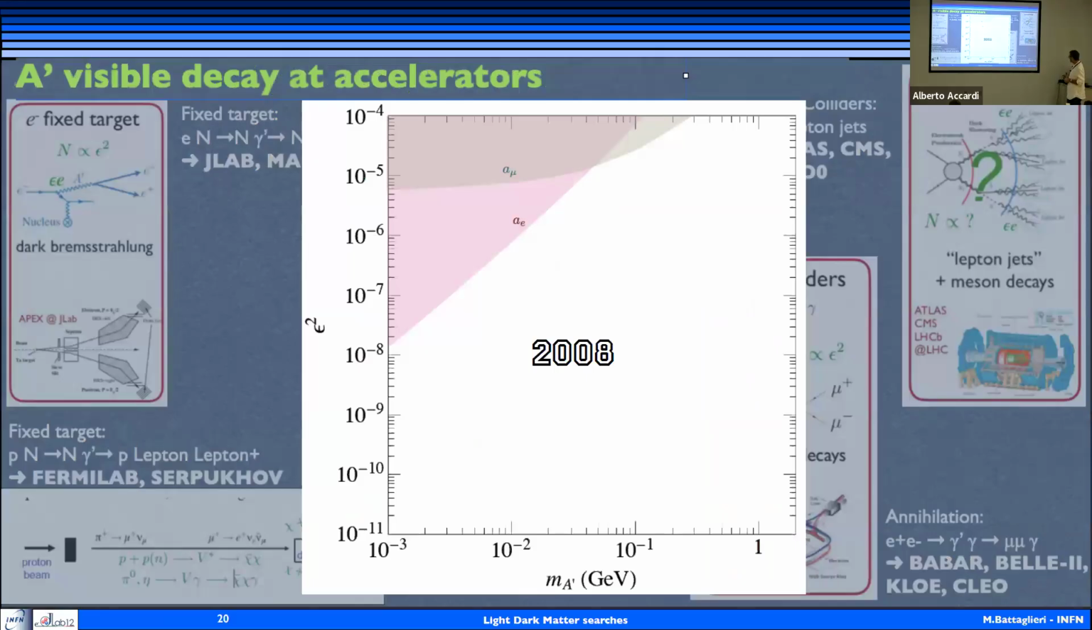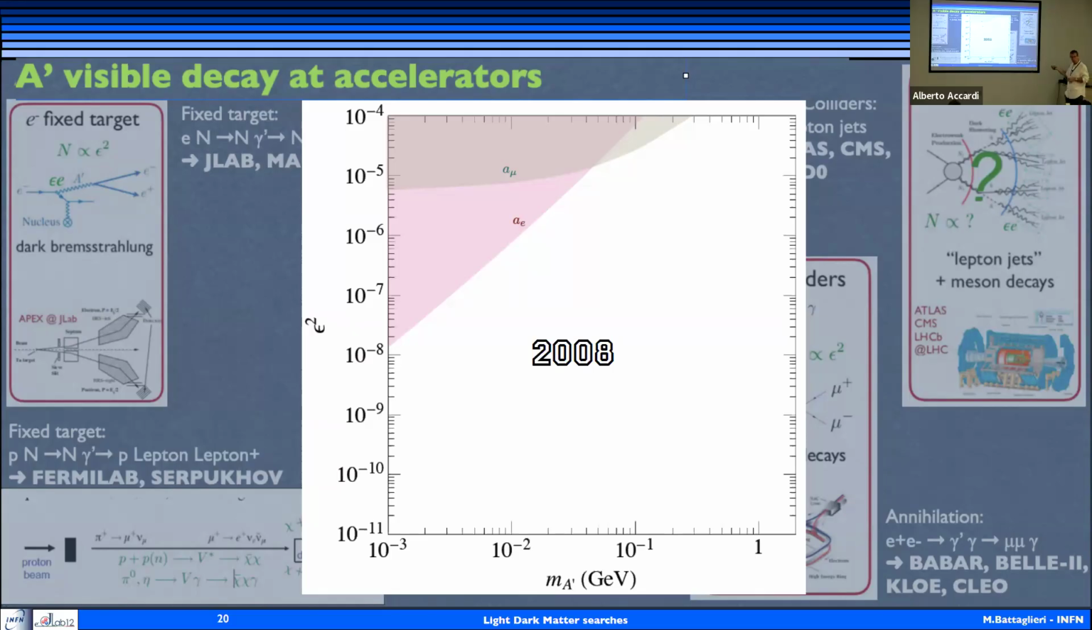This was the status in 2008, where you plot the coupling I mentioned. This is epsilon, the coupling that multiplies the electron charge. You take two numbers and then you play with one of the two. Epsilon squared is in some way proportional to the number of particles you produce, so the coupling to the square power, versus the mass of a possible A prime. And this was the situation in 2008.